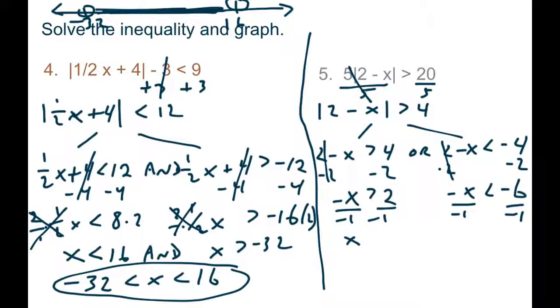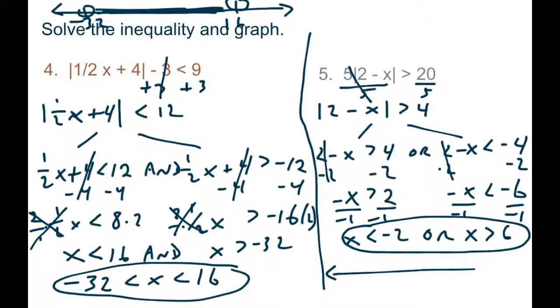So this turns into a positive, and since I'm dividing both sides by a negative, this goes to less than. 2 divided by negative 1 is negative 2. This is an or. Once again, that becomes a positive. I'm dividing by a negative on both sides, so that becomes greater than. Negative 6 divided by negative 1 is positive 6. So that would be my solution. My graph, put a negative 2 there, put a 6 there, greater than 6 going that way, less than negative 2 going that way.